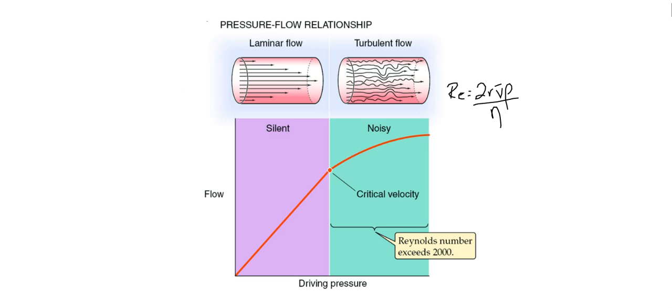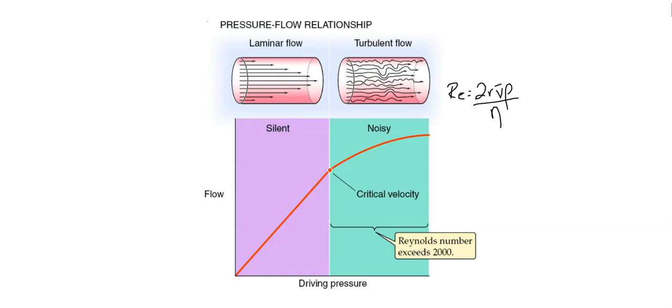Okay? So if you increase the viscosity of your blood, what happens to your Reynolds number, keeping everything else the same? Viscosity is in the denominator, it goes up, so your Reynolds number is going to go down. What happens if you increase the velocity? Faster blood. You're going to increase the Reynolds number.